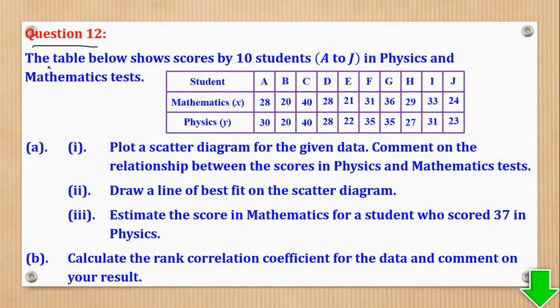Then question 12 says, the table below shows scores by 10 students A to J in physics and mathematics tests. Plot a scatter diagram for the given data. Comment on the relationship between the scores in physics and math tests. Then draw a line of best fit on the scatter diagram. Then estimate the scores in math for a student who scored 37 in physics. Then calculate the rank correlation coefficient for the data and comment on your result.